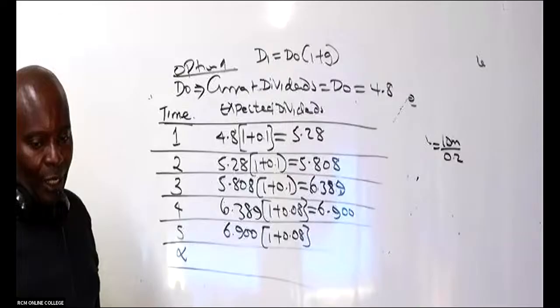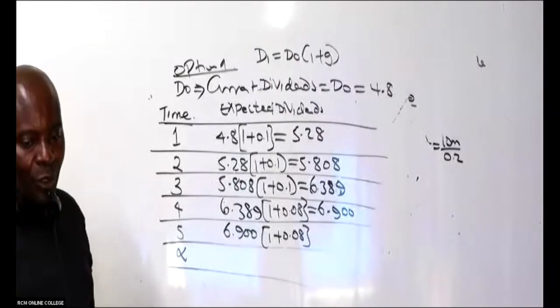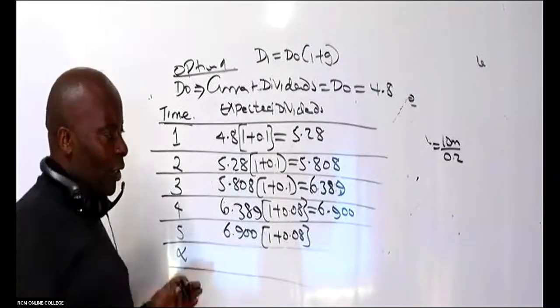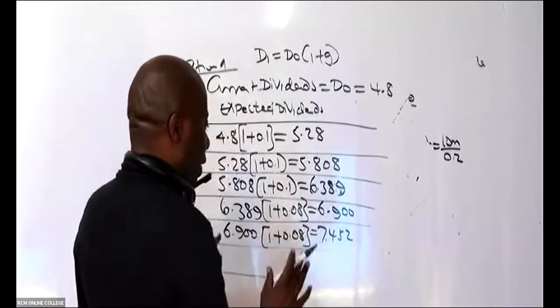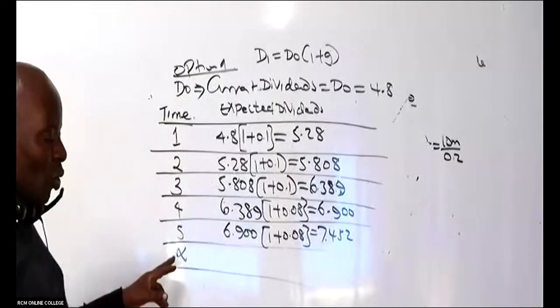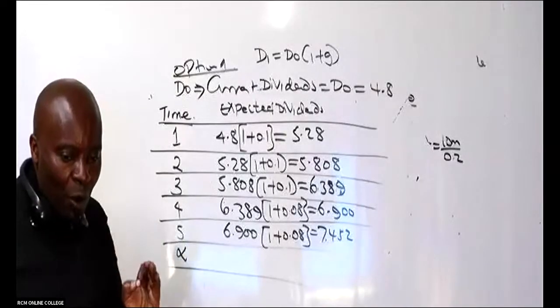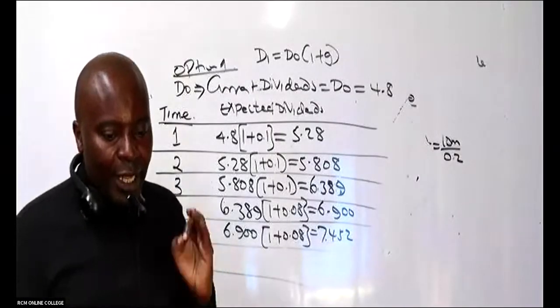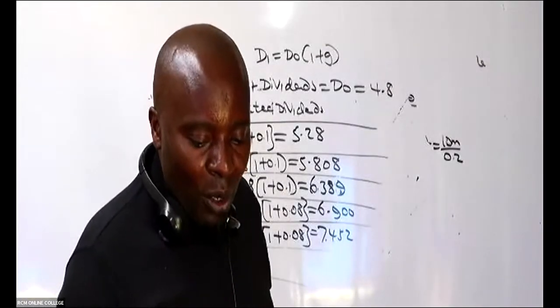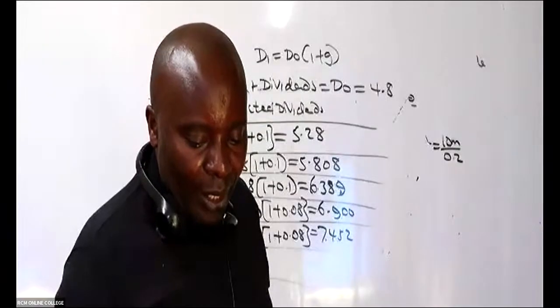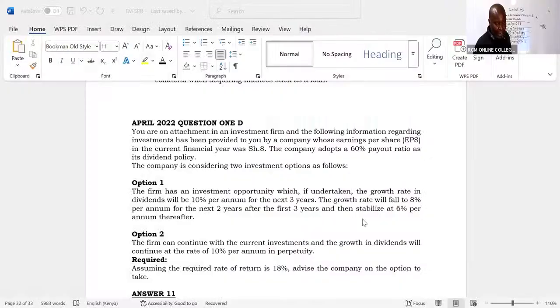8% is for those 2 years. So Joanne gives me 74.52. Ladies and gentlemen, from there we now go to what we are calling infinity, because they have told us thereafter we are going to have a perpetual growth rate, and then stabilize at 6% per annum.